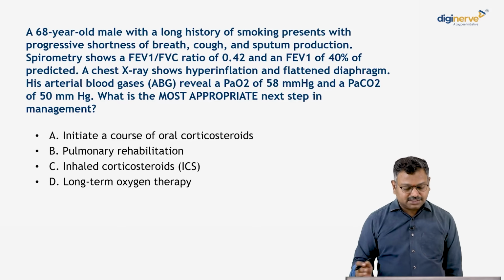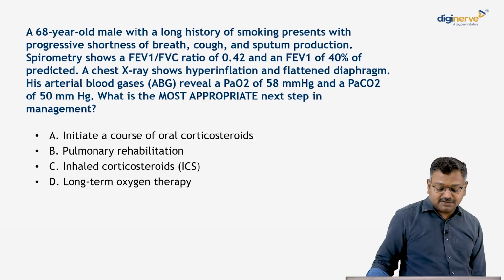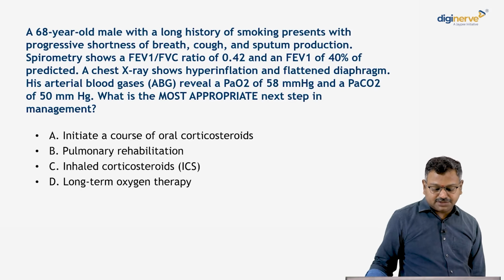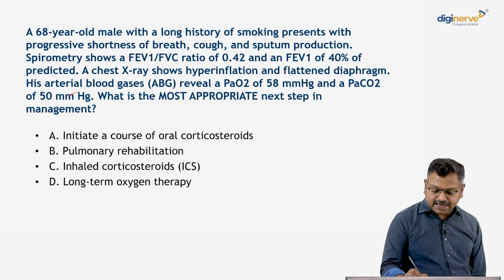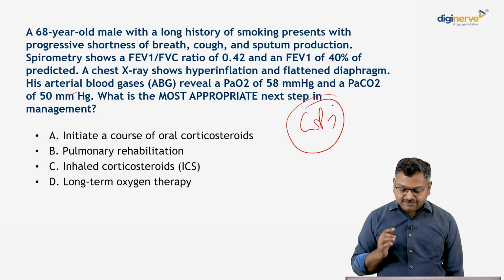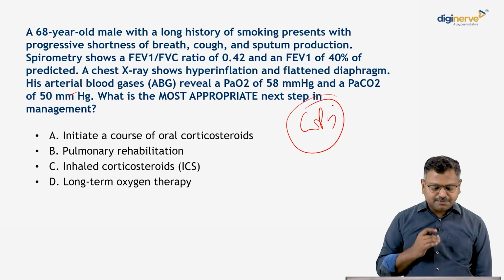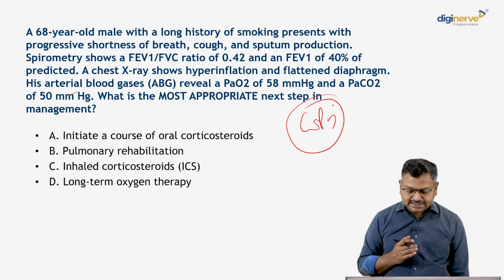68-year-old, long history of smoking with progressive exertional cough, sputum production. FEV1 by FVC ratio is less than 0.6. FEV1 is 40% predicted. Chest X-ray shows hyperinflation, flattened diaphragm. PO2 is low, PCO2 is high. Now this patient has a severe COPD because FEV1 is less, emphysema is there. What's the most appropriate treatment for this patient that is needed?